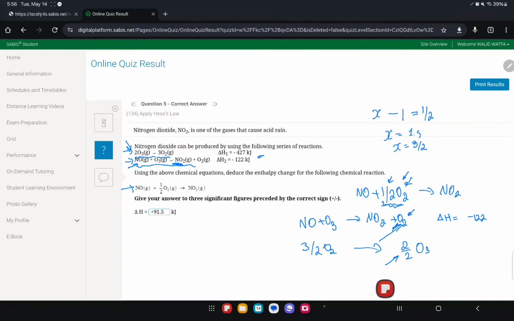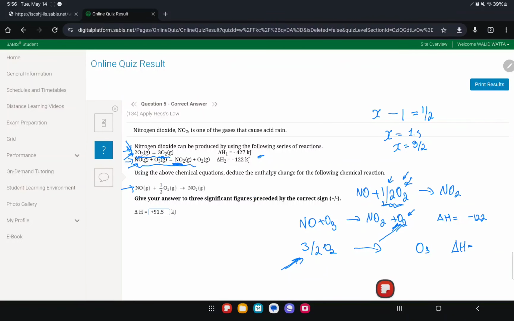Why did I divide O3 by 2? Because I divided the O2 by 2. It was 3 O2. It became 3 over 2 O2. So I divided by 2, right? So since I'm dividing the O2 by 2, I have to divide the whole reaction by 2. So this O3 also I divided by 2. And instead of 2 over 2, I can just write 1, and you don't write the 1. So they cancel, 2 over 2. So O3. Okay, and what's my delta H?